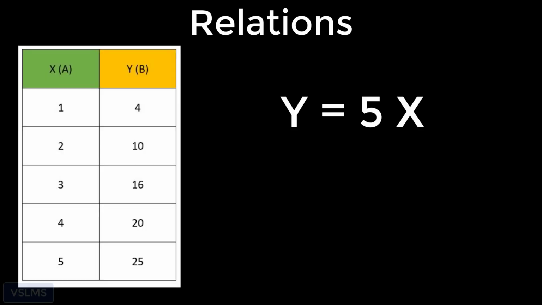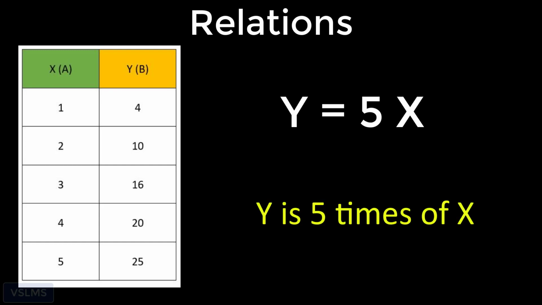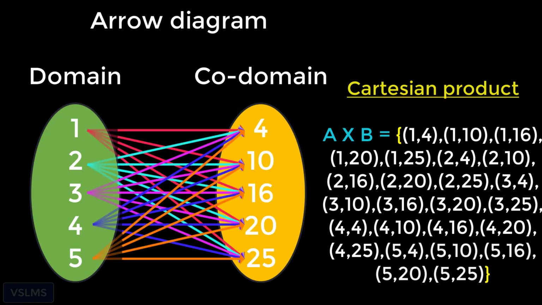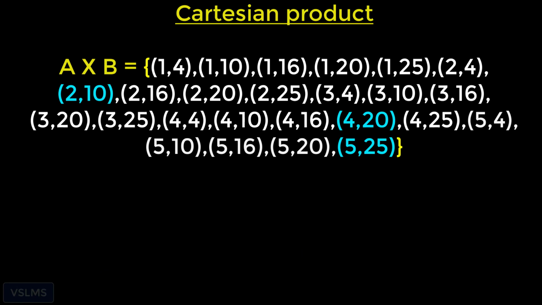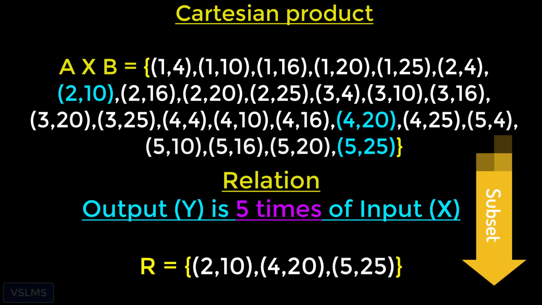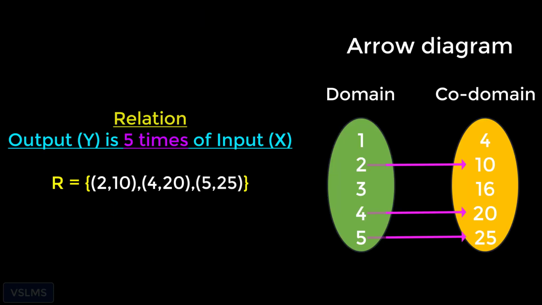Next, relations. If we again revisit our equation y equal to 5x, we can write this relation: y is 5 times x. This 5 times is called the relation between the input set and the output set. If we filter out only the ordered pairs connected with this relation from the Cartesian product, then we will get the relation subset of the Cartesian product. The ordered pairs connected with this relation can be represented in an arrow diagram as shown.